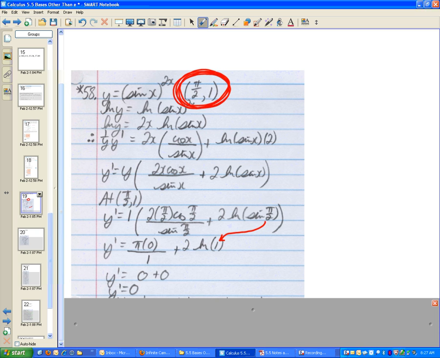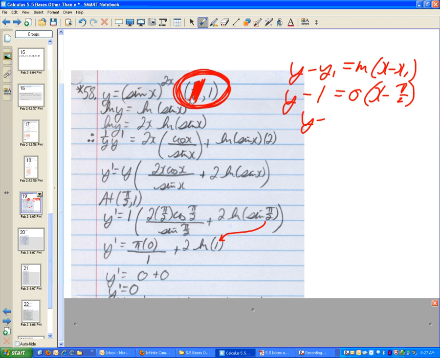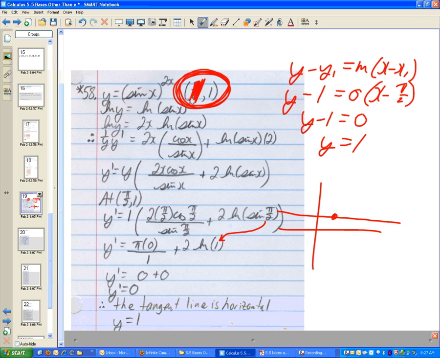You're making it too complicated. y equals 1, right? I mean, you can do this if you want. But look what happens. y minus 1 equals 0 times x minus, what did I mark out? Pi over 2. So y minus 1 equals 0. y equals 1. But look, if you've got a y-coordinate of 1 on a horizontal line, isn't the equation of that horizontal line y equals 1? So the tangent line is horizontal, and it's y equals 1.